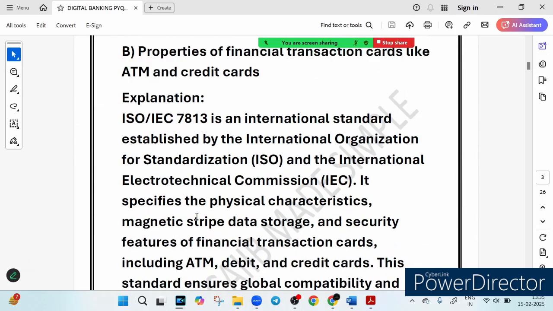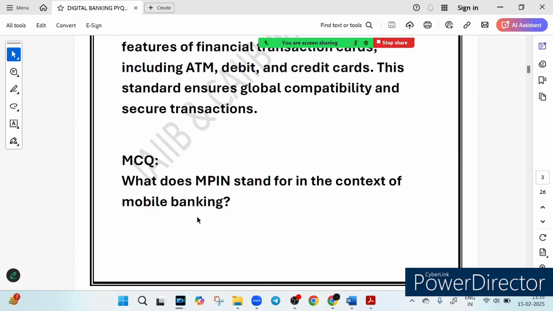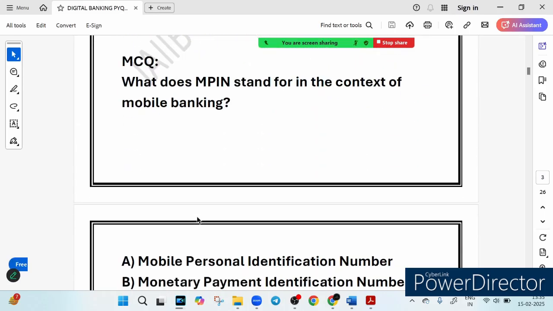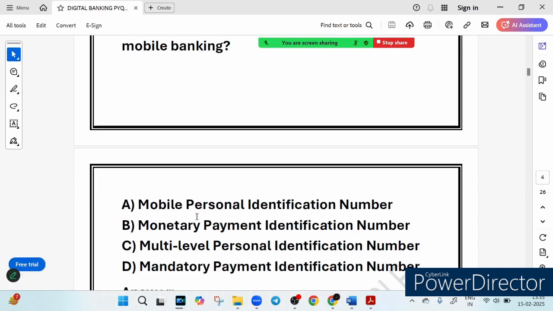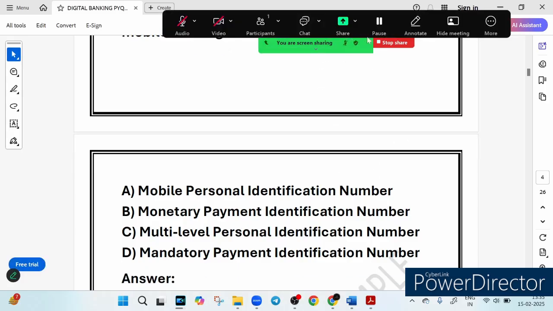Let's see the next question. The next question which was asked in the 8th February examination is, what does MPIN stand for in the context of mobile banking? Very nice question it is. So we have 4 options. Option A says mobile personal identification number. See, this is incorrect. This sounds fancy, but it is not a real banking term. Why is this wrong?